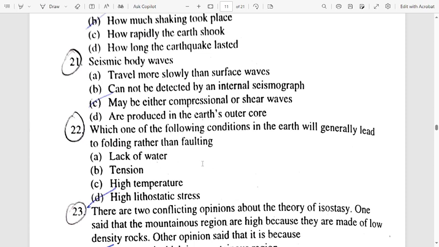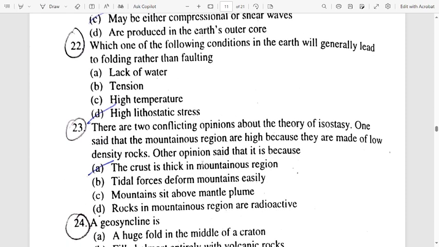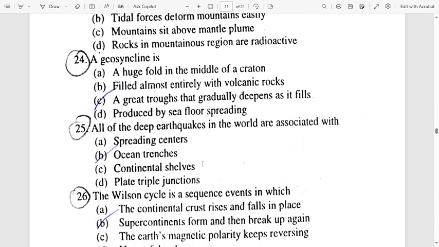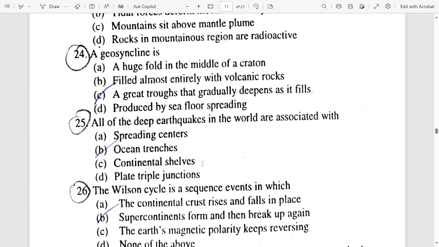High lithostatic pressure. Stress. There are two conflicting opinions about the theory of isostasy. One said that the mountainous regions are high because they are made of low density rocks. The other opinion said that it is because the crust is thick in mountainous regions. A geosyncline is a great trough that gradually deepens as it fills. All of the deep earthquakes in the world are associated with ocean trenches.